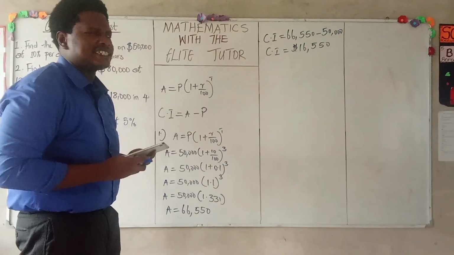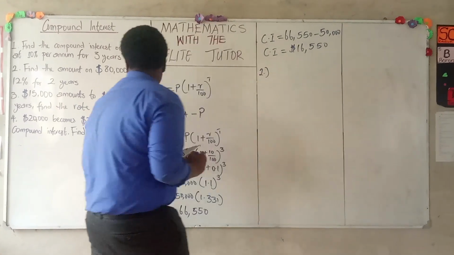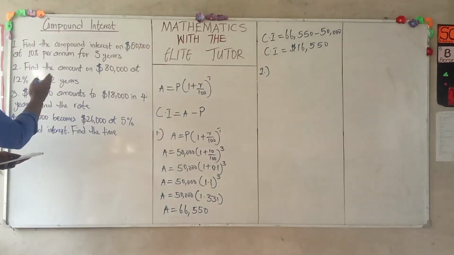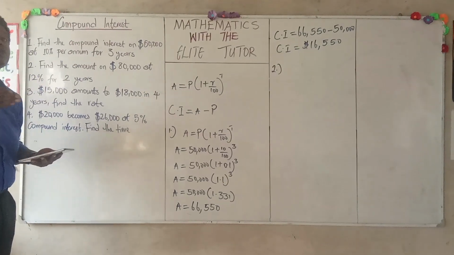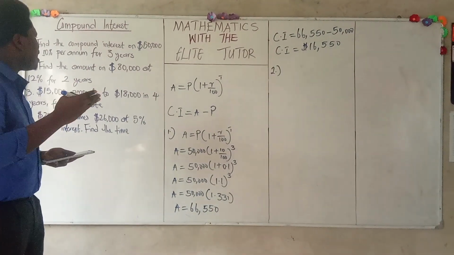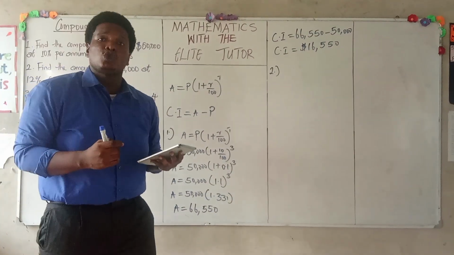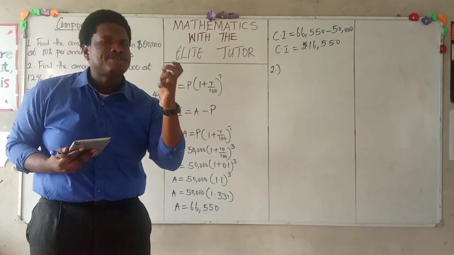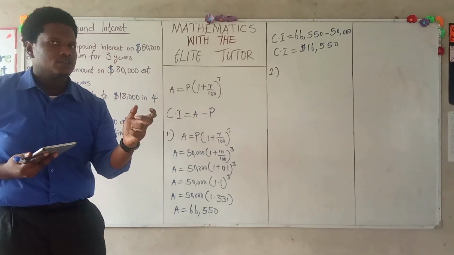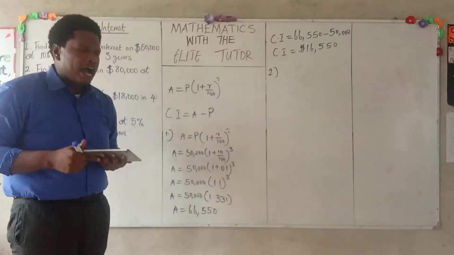Now let's go over to example 2. Now we have example 2. Example 2 says, find the amount on $80,000 at 12% for 2 years. Here, for example 2, they are not asking us for the compound interest. They are basically asking us for the value of the amount.